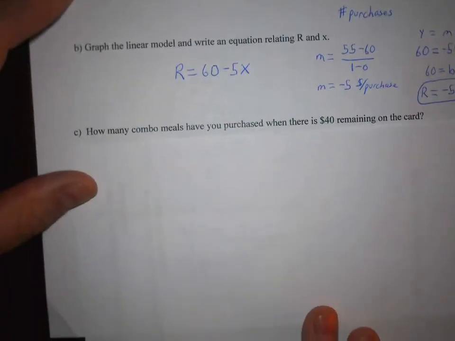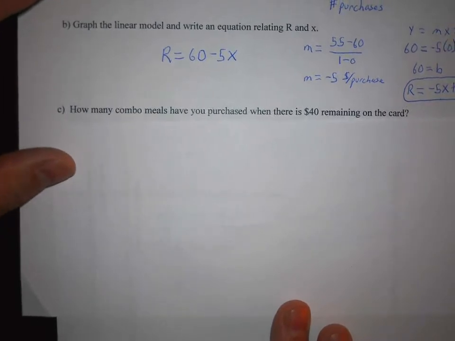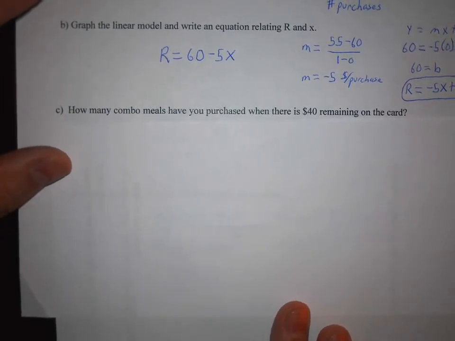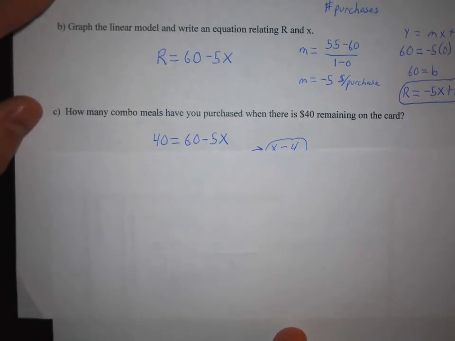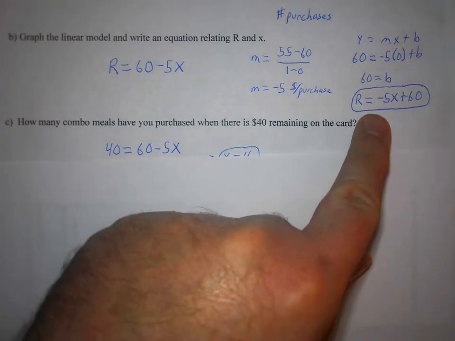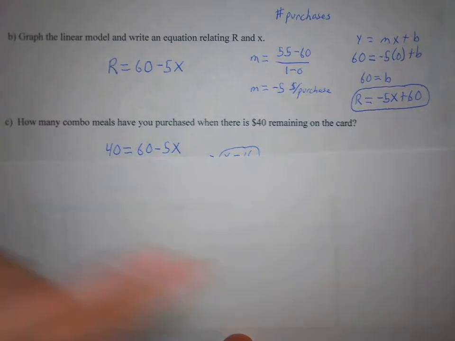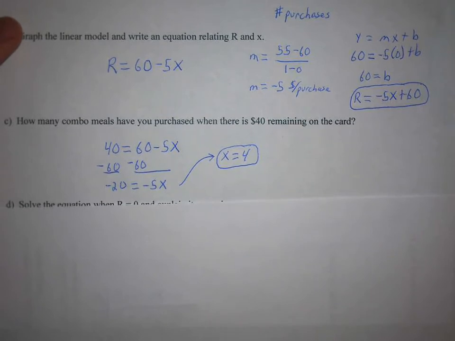Okay, so going on to the other questions, how many combo meals have you purchased when there's $40 remaining? So that means R is 40. So just solve that equation. 40 equals 60 minus 5x. Or you could say 40 equals -5x plus 60. You'll get the same answer at the end, which is 4.